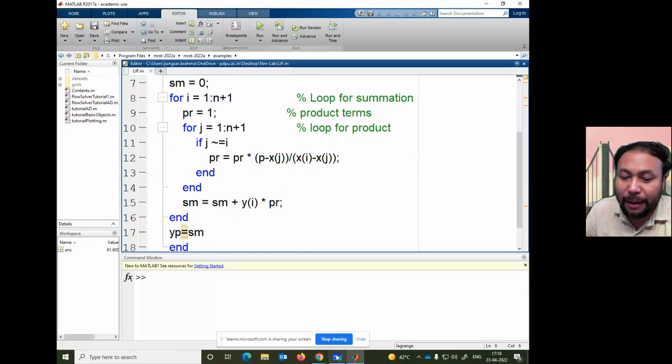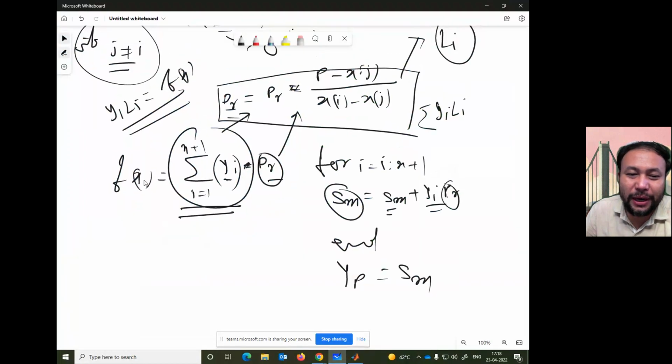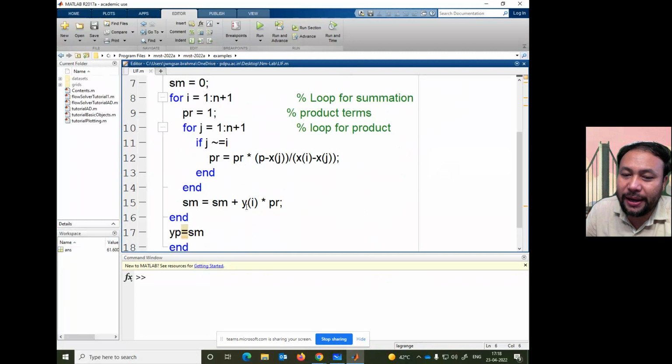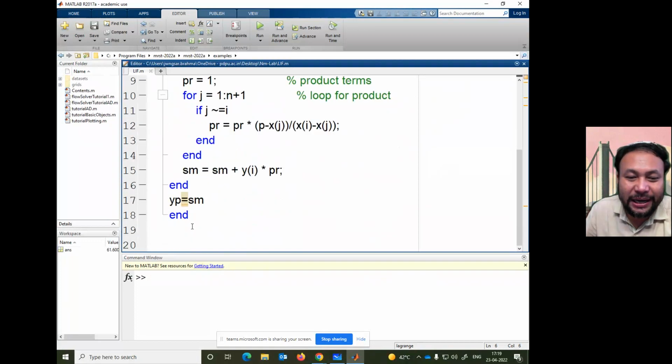Now, what is the sum? Sum is the final one because your formula is the summation of yi into pr. So I have to sum it up. To sum it up, sum is equal to sum plus yi into pr. What is the pr? Pr is the Li. So I have ended the loop here. Yp is equal to sum. Ultimately, the value of f of x is equal to the summation of yi into Li. That's why I'm writing sum is equal to yp. Then I have ended here.